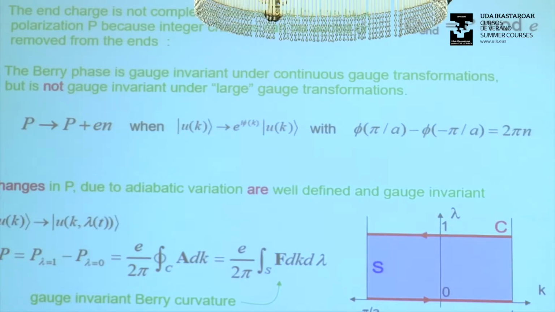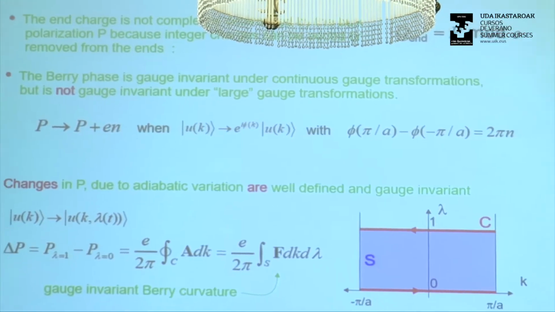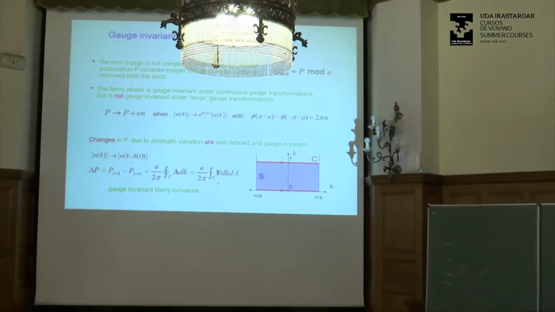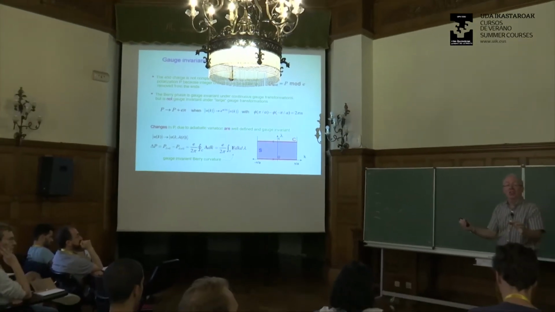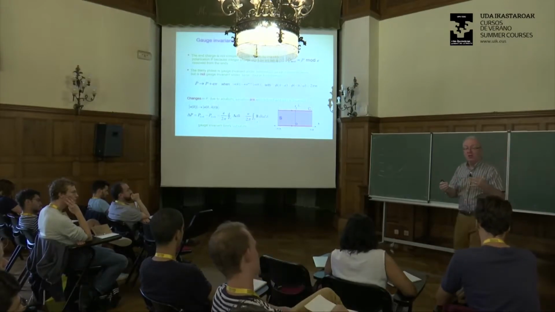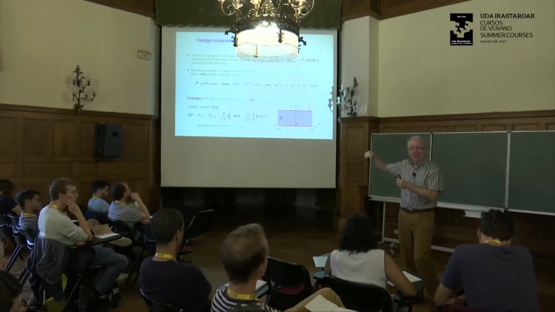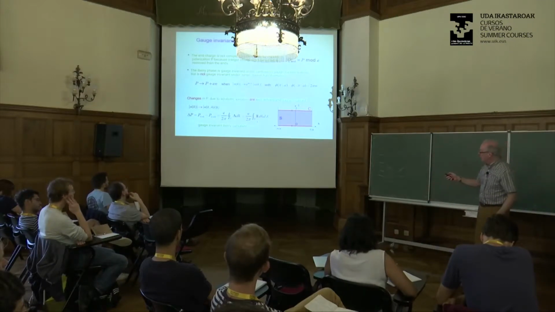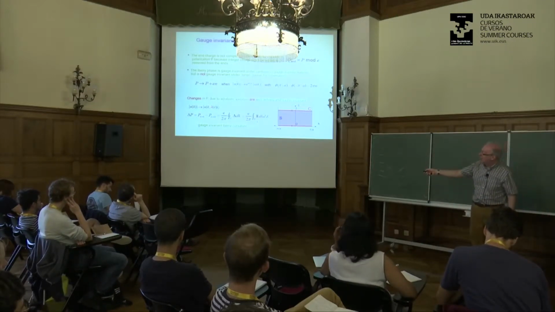Now you can say, well, the polarization isn't well defined. How can we possibly think about it? Well, that's true, but changes in the polarization are well defined. So if I start with some system and then I have some knob that I tune that changes the system, then I can compare the polarization at the beginning and the end. And if I demand that I don't add any electrons in that process, then that should be a perfectly well-defined quantity.